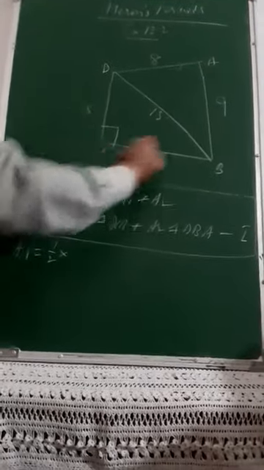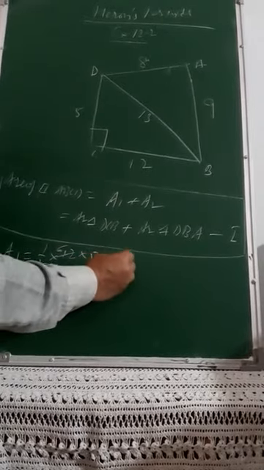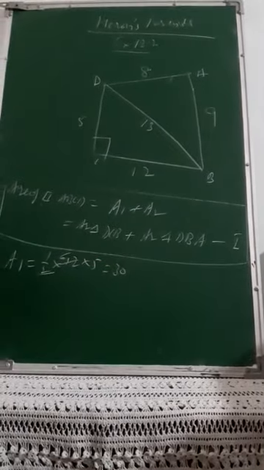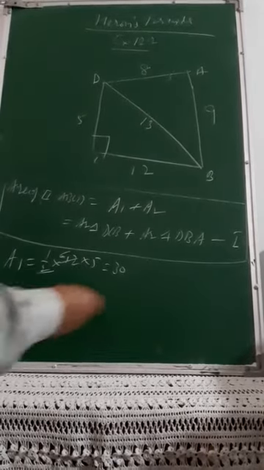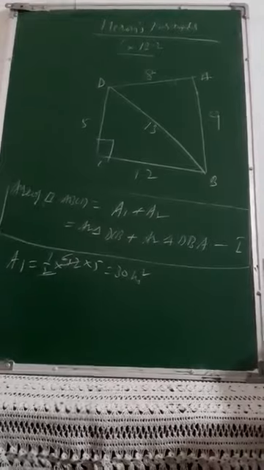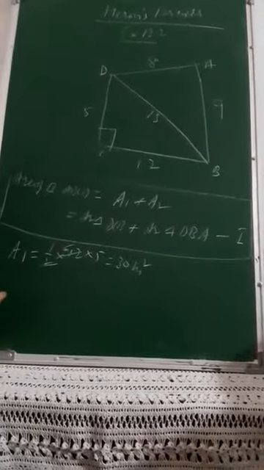So here I can use half into 12 into 5. So this is 2, 6, I have 30. Are the dimensions in centimeters square or meter? These are in meter. So this will be 30 meters square. Fine. And here now I am helpless, because 3 sides are given, the triangle is scalene.